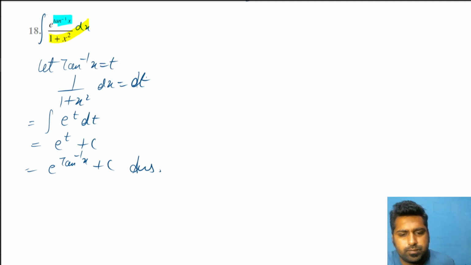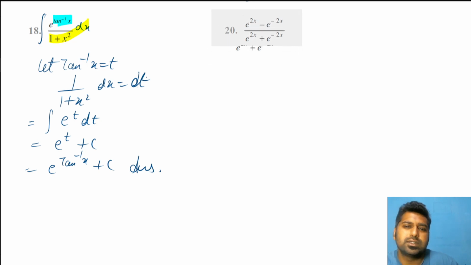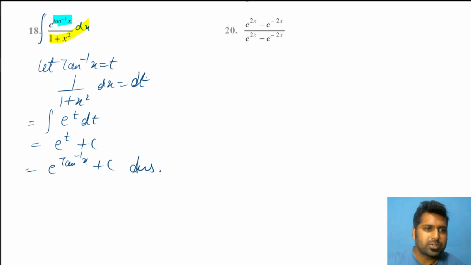Let's look at this now. Again, same thing. We are going to do some questions based on e. I don't know why, but examiners have the tendency to give questions regarding e. The moment you see e raised to power, something happens to the student and they feel very weird about this.